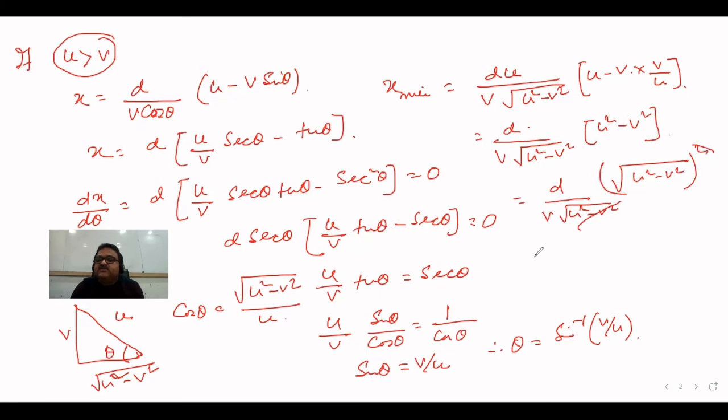Cancel. Therefore, d by v root over of u square minus v square. This is the minimum value of the drift. Clear? Now we can calculate what is the minimum distance traveled. We know x minimum, so put down the value d by v root over of u square minus v square.